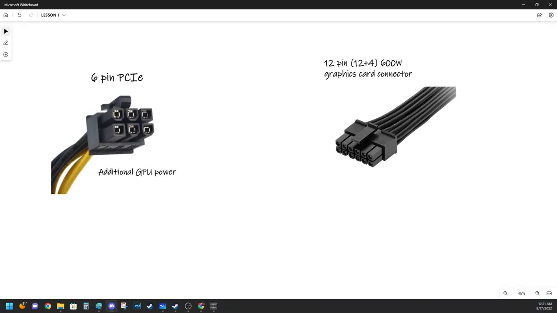Oh, and that goes with my kind of personal theory of buy a trusted name brand power supply. I mean, Corsair power supplies, you can't go wrong, right? For those of us that have been using Corsair PSUs for 10 plus years or more.